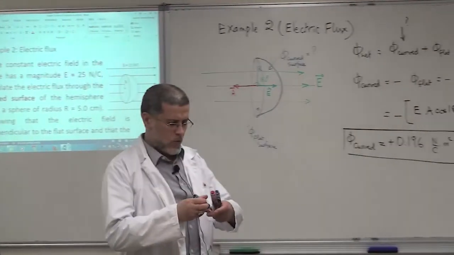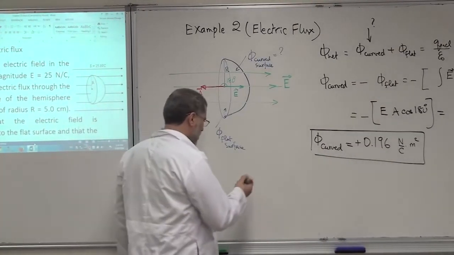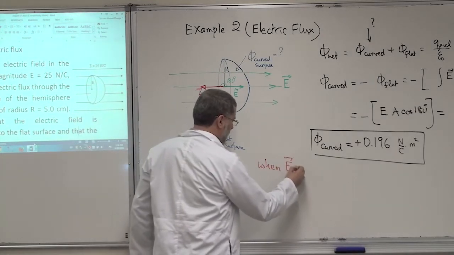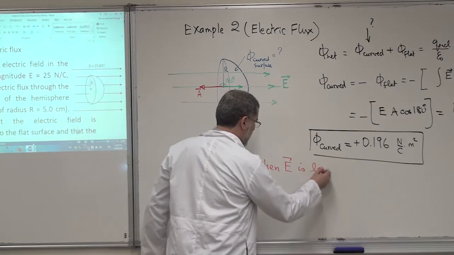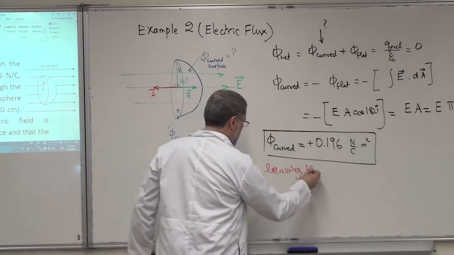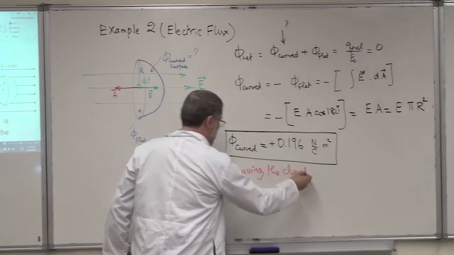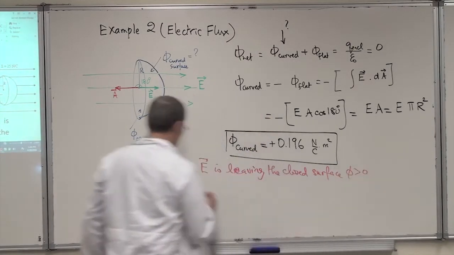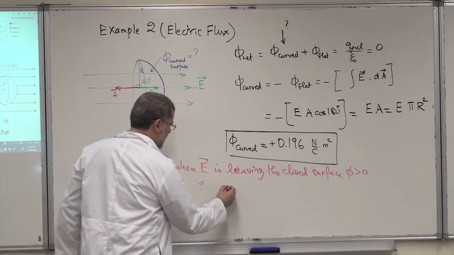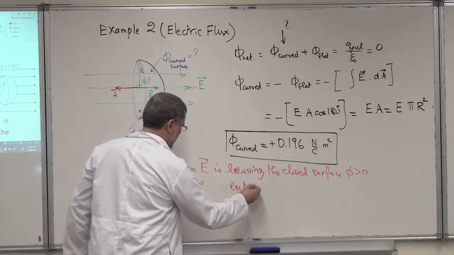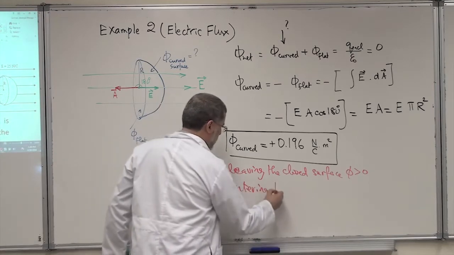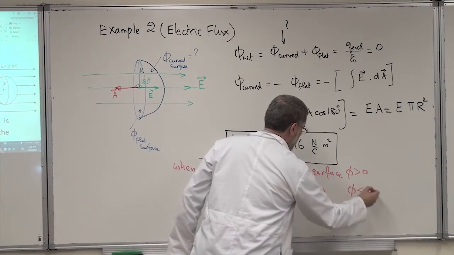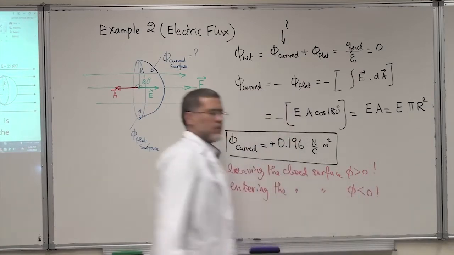The flux is positive. So let me write down this important information. When E is leaving the closed surface, it has to be a closed surface, okay, the flux is positive. When the electric field line is entering the closed surface, then the flux will be negative. This is a general rule that you have to know.